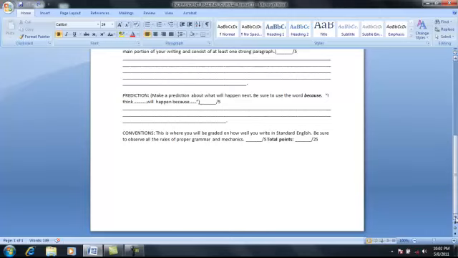The very last section is your conventions, and this is where I will be grading you on how well you have written and used standard written English. So make sure that your grammar and spelling are the best that they can be and follow standard American written English conventions. This section is worth a total of 5 points. So the overall maximum points that you can earn for each journal entry is 25.